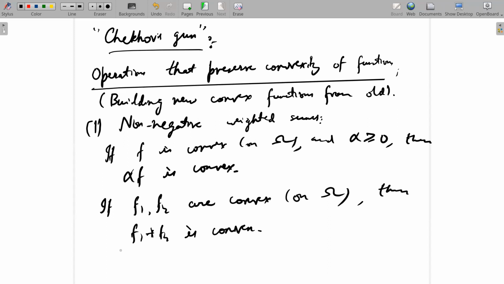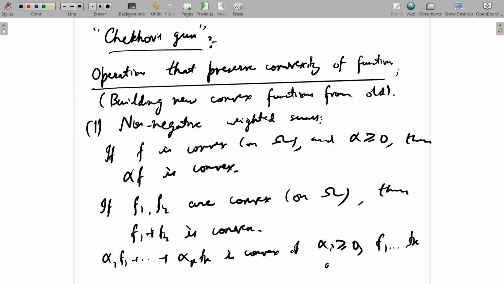So combining these two facts, the sum of alpha i times fi is convex if alpha i is bigger than or equal to 0 and f1, f2, up to fk are convex on omega. Or you could have taken omega 1, omega 2, up to omega k, then this function will be defined on the intersection of the domains, and that's where it will be convex. So by taking non-negative weighted sums of convex functions, you can build up new convex functions.